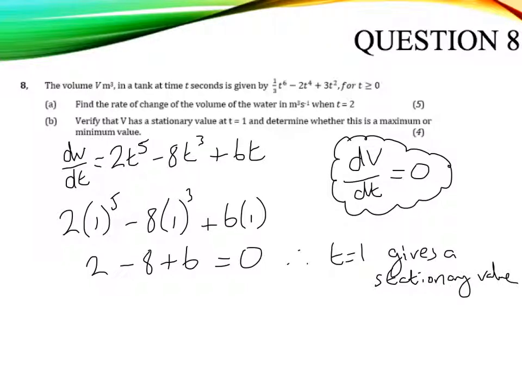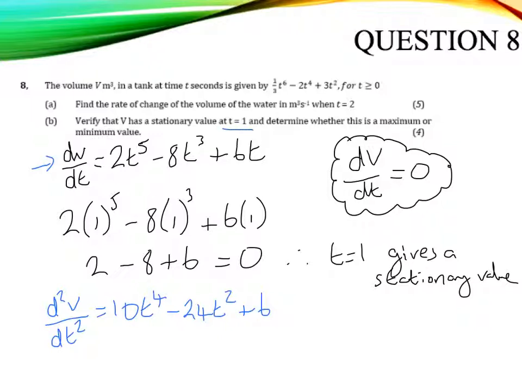Now the next part, it says, and determine whether it's a maximum or minimum value. Okay, so in order to do this then, we're going to have to find the second derivative. So we're going to do the second derivative test. So we are now going to differentiate our derivative. So we're going to get d2v over dt squared is going to give us 10t to the 4 minus 24t squared plus 6.